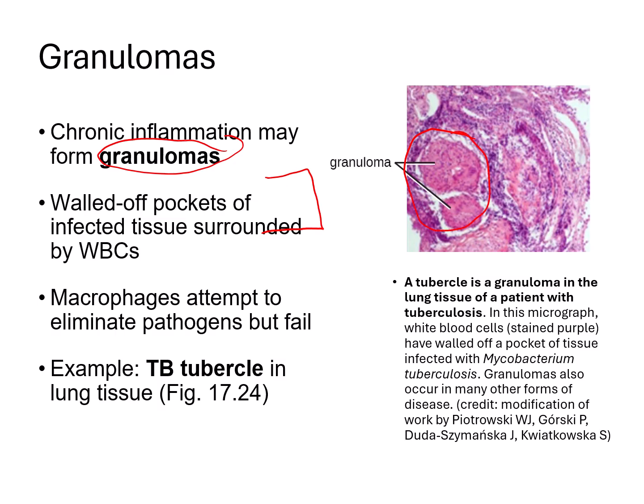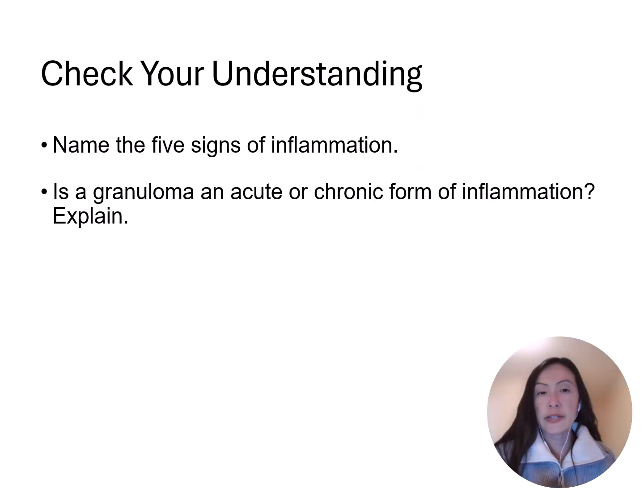Macrophages attempt to eliminate the pathogens, but cannot fully do so. So this picture includes a micrograph of a tubercle caused by Mycobacterium tuberculosis, showing white blood cells surrounding an area infected with Mycobacterium tuberculosis. This first checkpoint asks, name the 5 signs of inflammation.